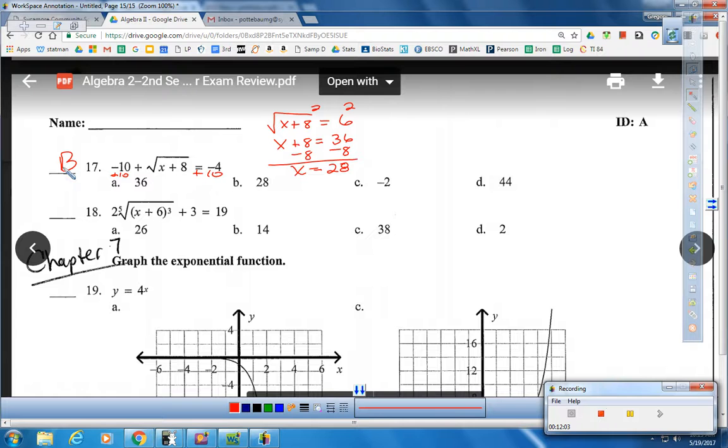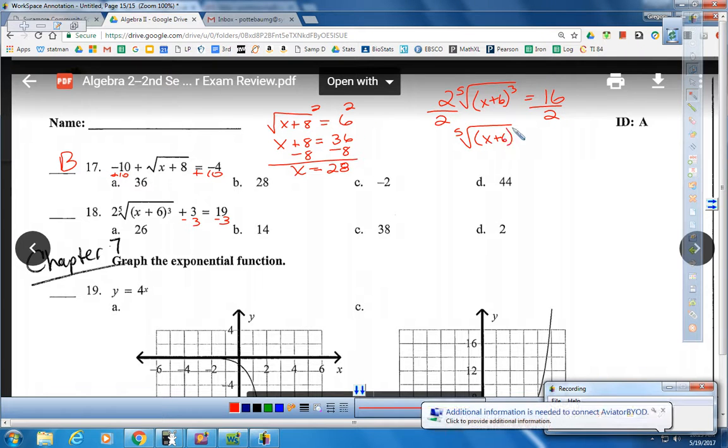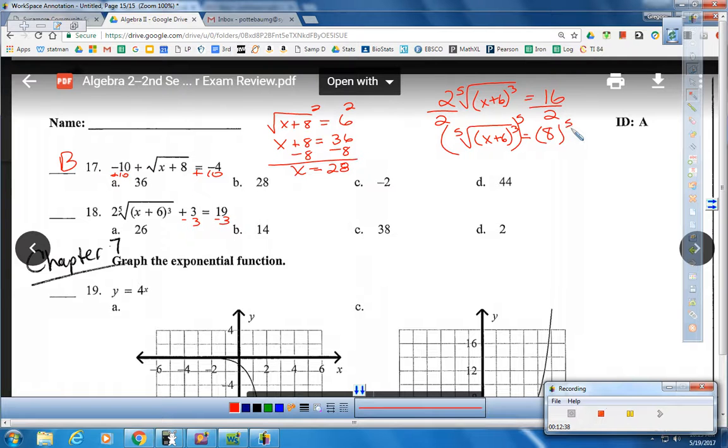Okay. Number 18. Number 18 requires a little bit more work. First, move the 3. So I get, I'll bring it up here, I get 2 times the 5th root of x plus 6 to the 3rd power is equal to 16. Then we divide by 2. And I get the 5th root of x plus 6 to the 3rd power is 8. To get rid of the 5th root, you have to raise both sides to the 5th power. Okay? So I'm going to get x plus 6 to the 3rd power equals 8 to the 5th power.